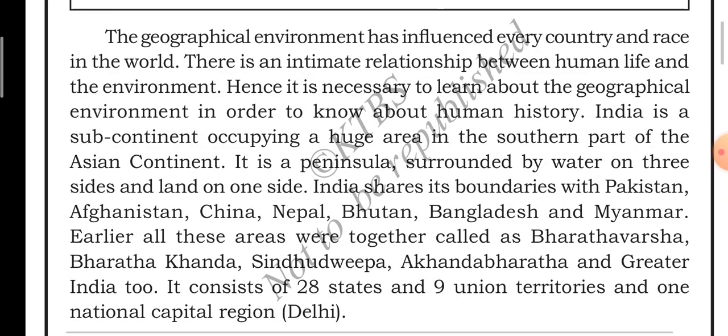So, India is a subcontinent occupying a huge area in the southern part of the Asian continent. And as well, it is a peninsula surrounded by water on three sides and land on one side. So, I think you have got an idea of what a peninsula is. A peninsula is nothing but a body which is surrounded by water on three sides and has land on one side.